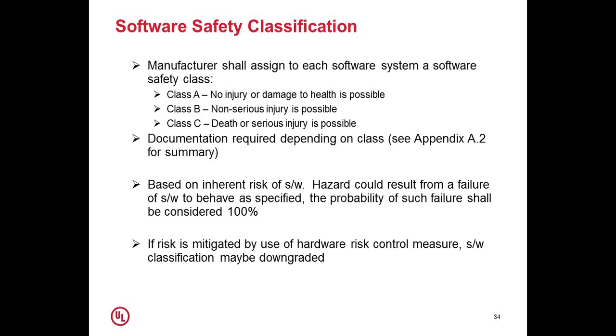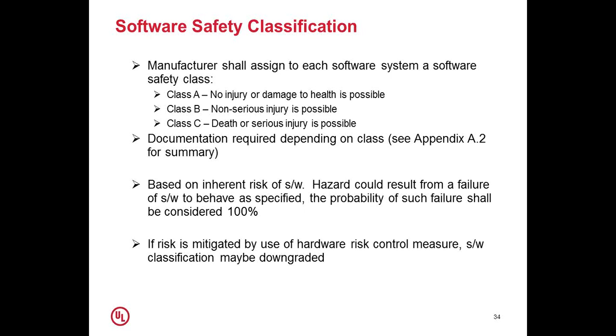Class B, non-serious injury is possible. Class C, death or a serious injury is possible. Documentation is required depending on the class as we have discussed, and you can refer to Appendix A.2 for a summary of IEC 62304. Based on the inherent risk of the software, hazard could result from a failure of software to behave, and the probability of such failure shall be considered 100%.